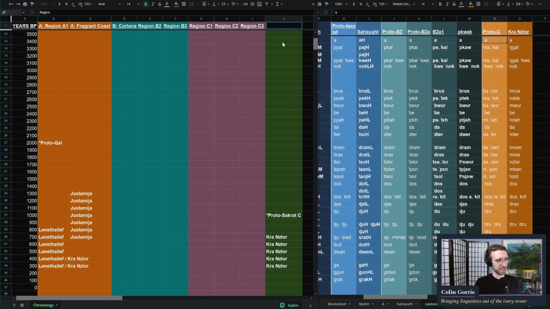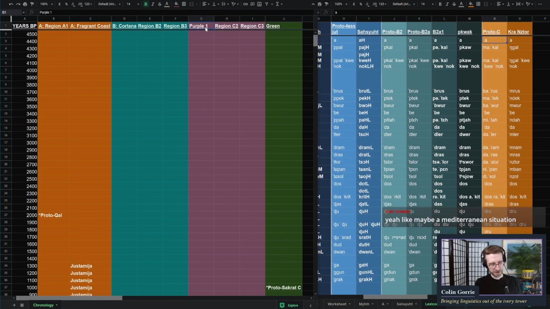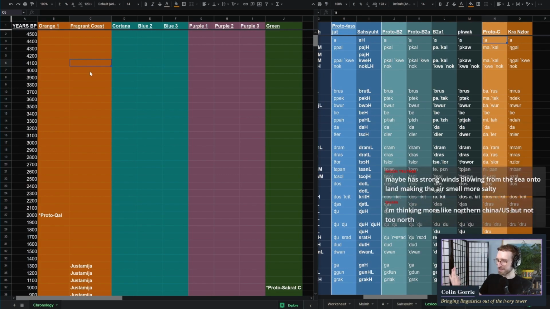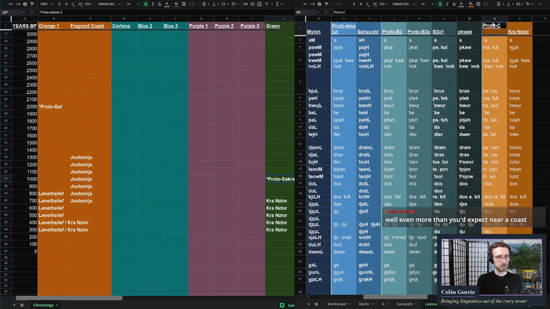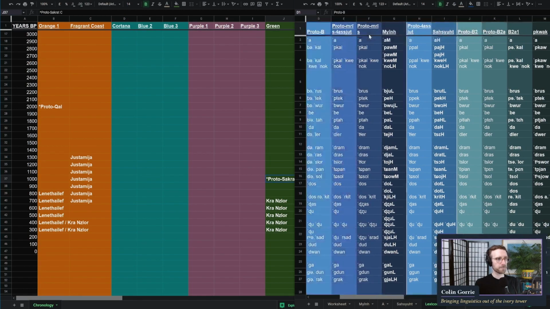So let's just say green, the green region, purple 1, purple 2, purple 3, and blue 2, blue 3. And Cortana is in blue. Great, okay. So we're only using letters for one thing at a time. I think that's a mercy. So in this green region, this is where we get Kranslor and Proto-Sakrat C. Maybe there are other Sakrat C languages, which we can make on another occasion. So Proto-Sakrat C.